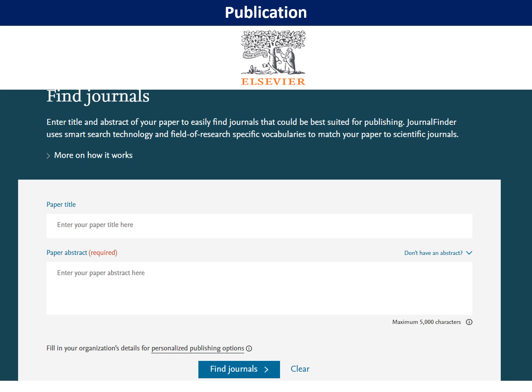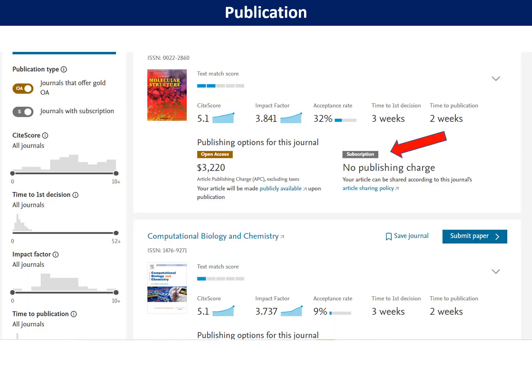They can show you the website like that, and after that you only enter your paper title and paper abstract, and you find the journal. After you enter your data, it shows you a lot of journals related to your paper, and you can publish there.